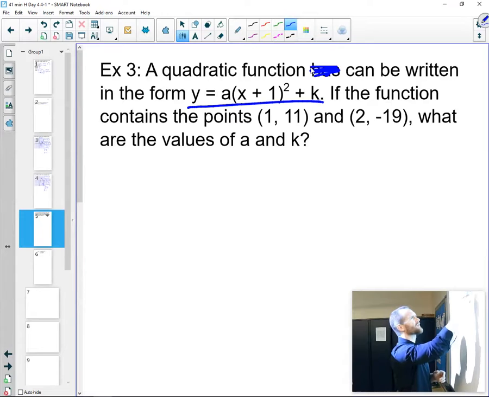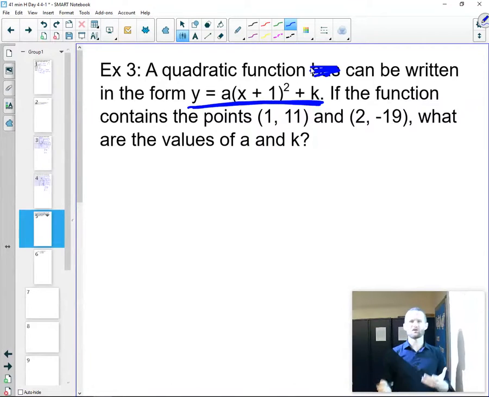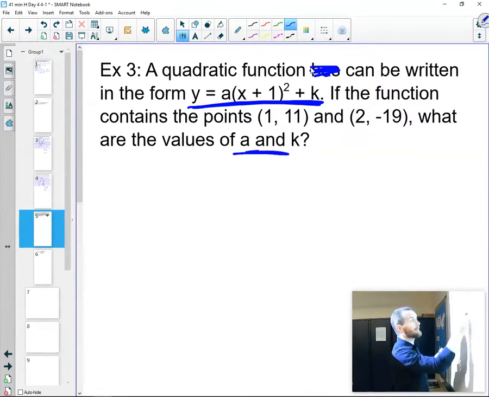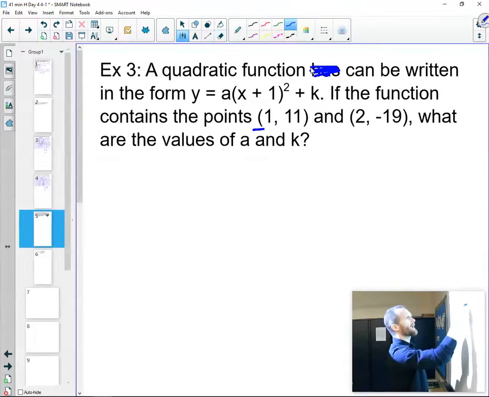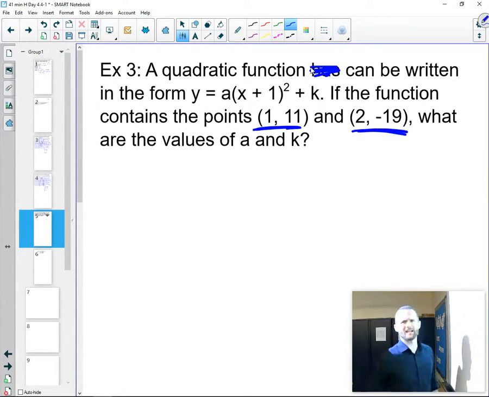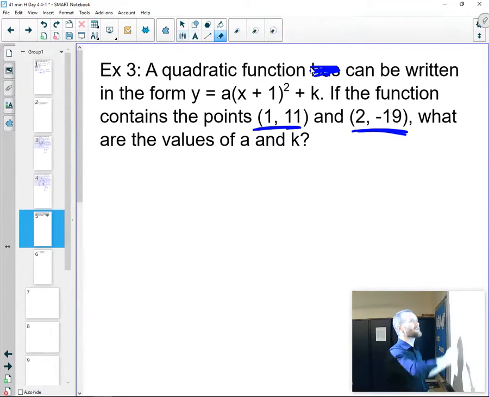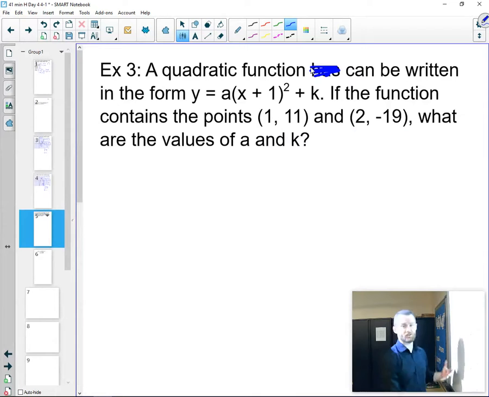One is they're already giving us sort of a semi-filled in vertex form. They've given us an h value, but we don't have a and we don't have k. So we're trying to find a and k, like the question says. They're still giving us two ordered pairs, (1, 11) and (2, negative 19), but there's a pretty big difference between those two ordered pairs and the ordered pairs they gave us in the last two examples.